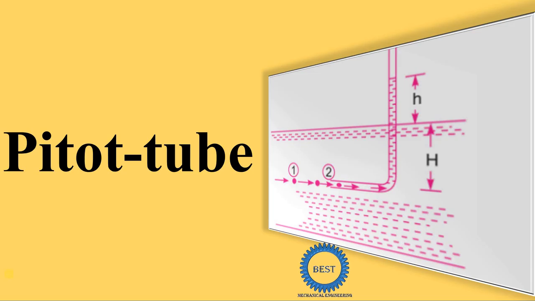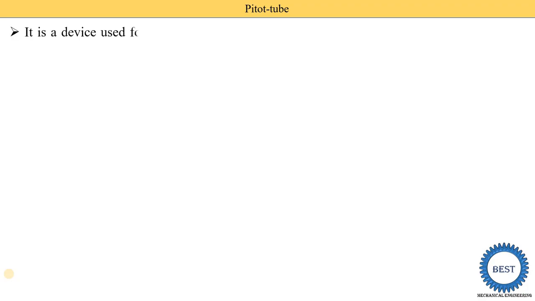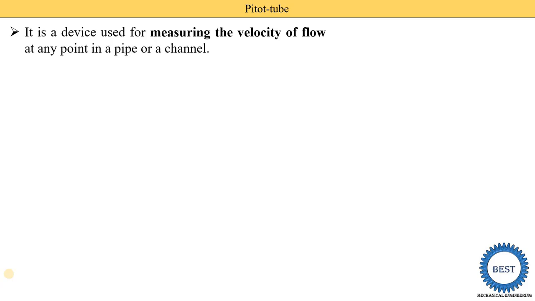So a pitot tube is generally used to measure the velocity of the flow at any point in a pipe or a channel. In the last few videos, we discussed the venturi meter and the orifice meter. We know that the venturi meter and orifice meter are used to measure the flow rate, meaning they are used to measure the discharge. But the pitot tube is not used to measure the discharge, it is used to measure the velocities.